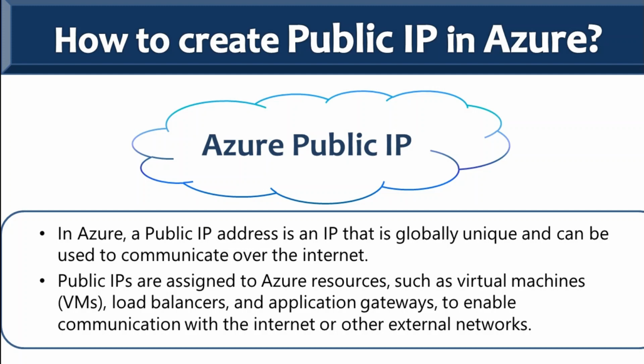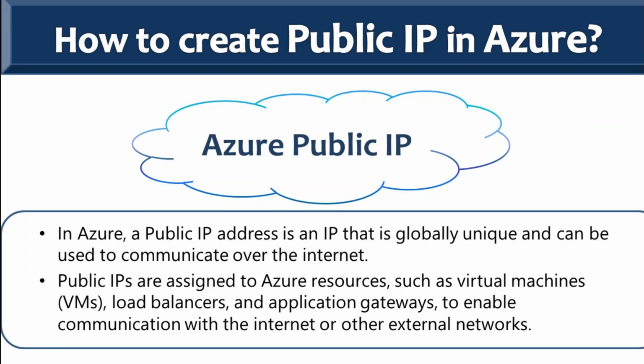In Azure, a public IP is an IP address that is globally unique and can be used to communicate over the internet. Public IPs are assigned to Azure resources such as virtual machines, load balancers, and application gateways to enable communication with the internet or other external resources.